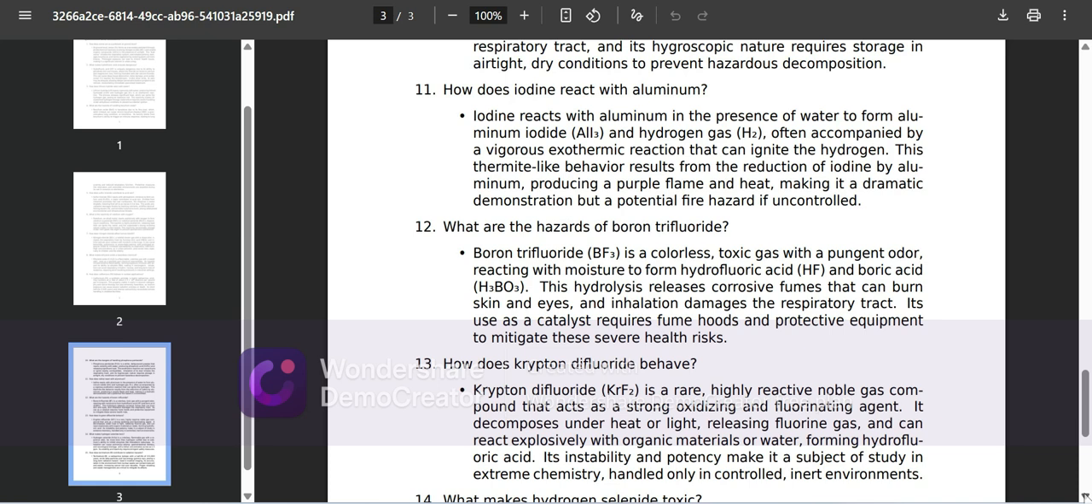This thermite-like behavior results from the reduction of iodine by aluminium, producing a purple flame and heat, making it a dramatic demonstration, but a potential fire hazard if uncontrolled.